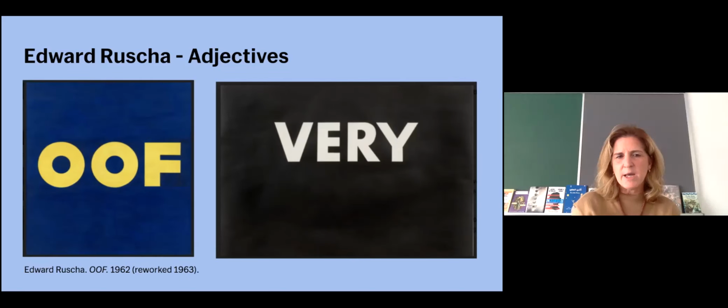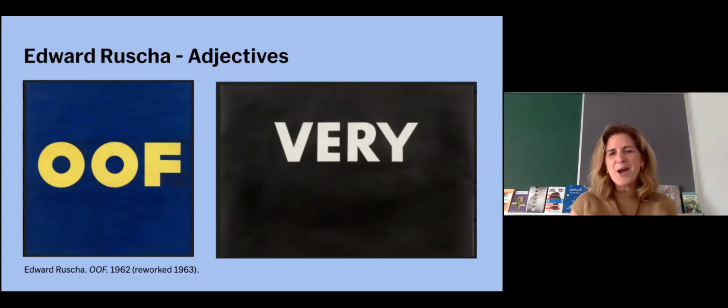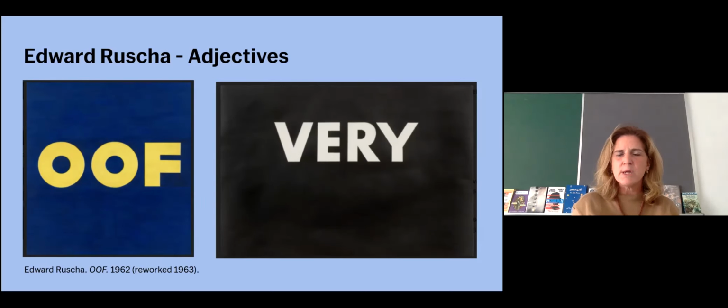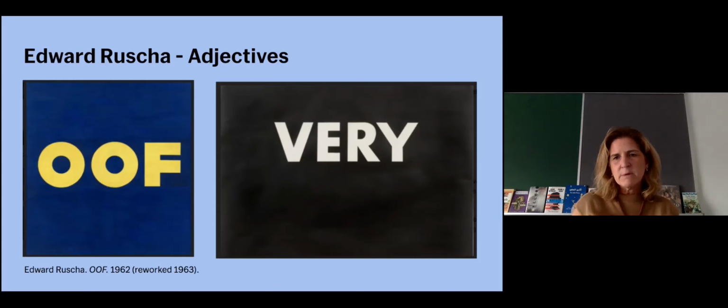Okay, I'm using Rouchet to show the power of a single word. So I showed this as an example, and we talked about oof. And then we talked about very, and how one word can be very powerful, and how the choice of black and white makes it even more powerful. It's very what? Are you very X? And then I asked the students to create their own work. But first, another thing that's really important in the remote learning world is to model. Model whatever it is you want, because you don't always have time to explain.